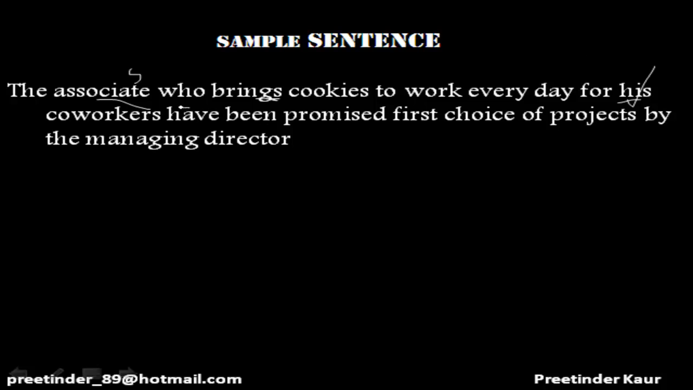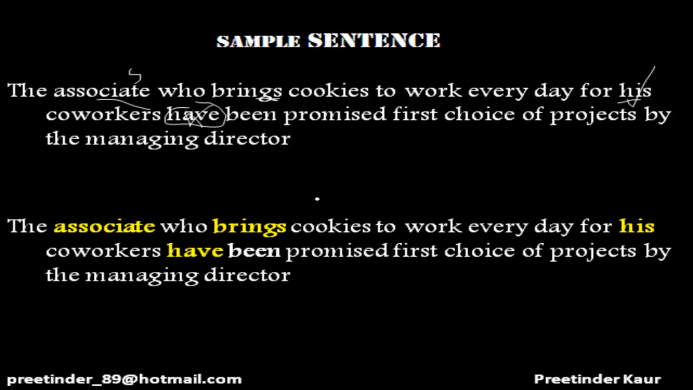Have been promised. Now this is the problem. There should be has been promised, not have been. Have is used for plural or for I or for you, not for singular nouns like associate. So associate has been promised. So let's have a look at the solution. So yes, this is the correct solution. The associate who brings cookies to work every day for his co-workers has been promised first choice of projects by the managing director.